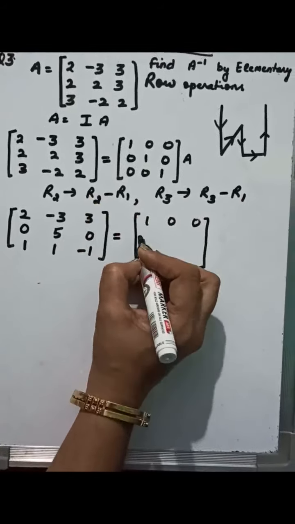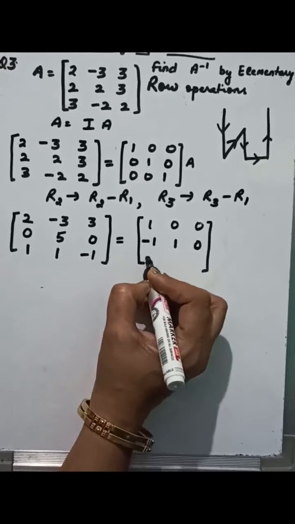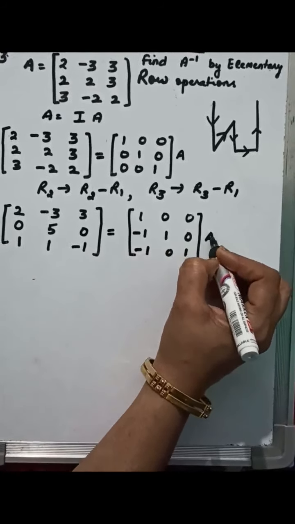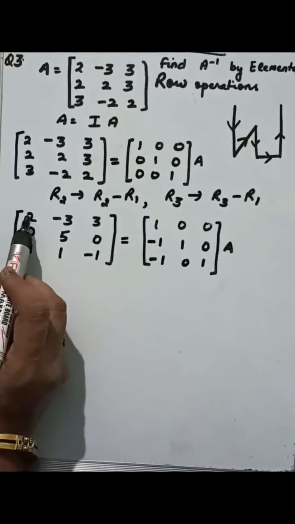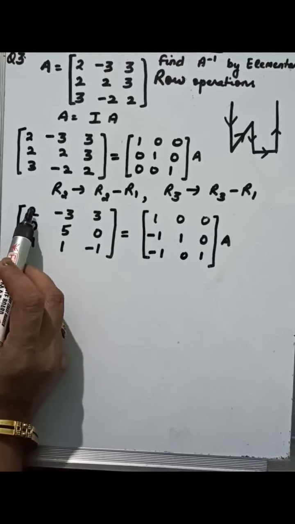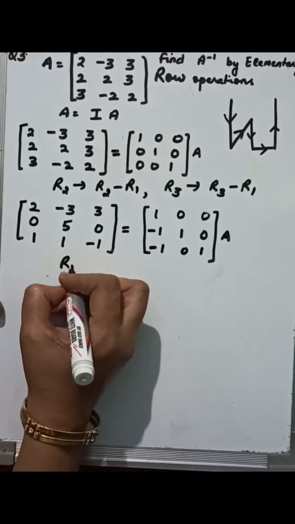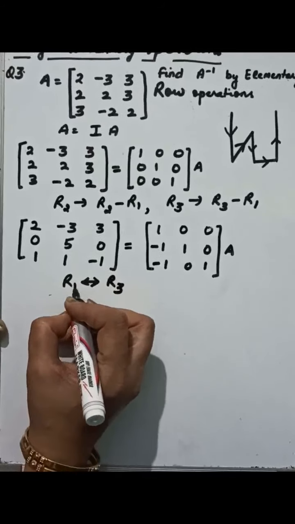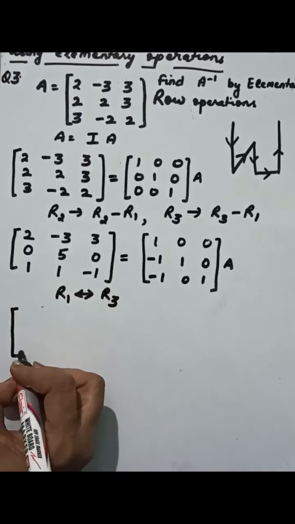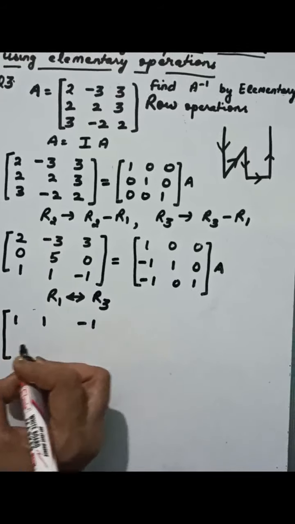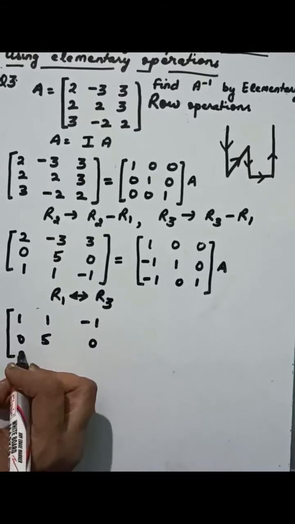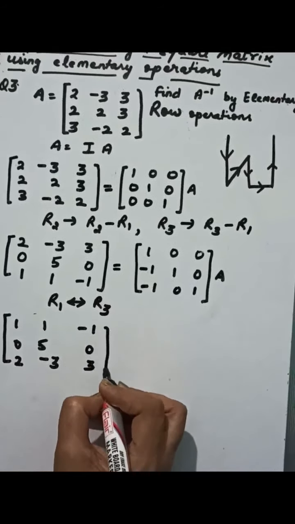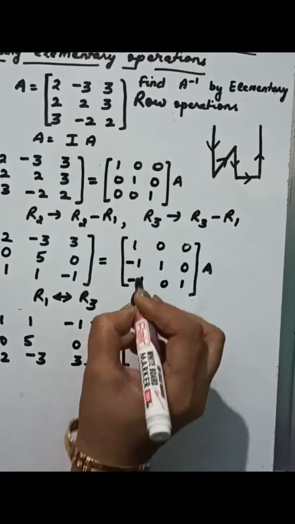Now 0 minus 1, 1, 0, this is minus 1, 0, 1, this A. Now we want to make this element 1. So we interchange our first and the third row. So apply in R1 double arrow R3, which means our first and third rows will be interchanged. So write the third row at this position, the second row as it is, and the first row at the third position. Same operation to be applied here.